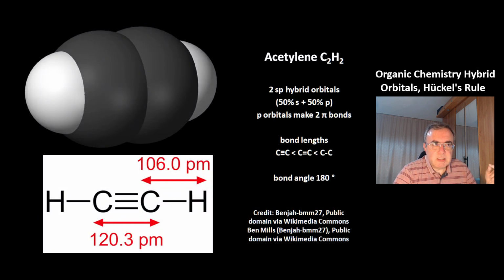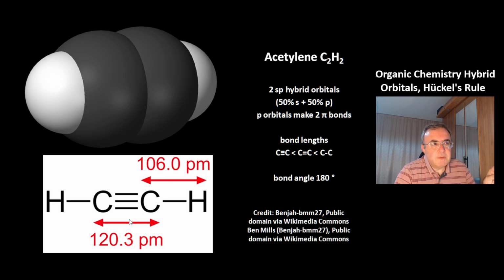This is another simple molecule, acetylene, C2H2. It has a linear structure, and it contains sp orbitals. The sp orbitals are made of 1 s orbital and 1 p orbital. They have 50% of each orbital. And the remaining 2 p orbitals make the 2 pi bonds.